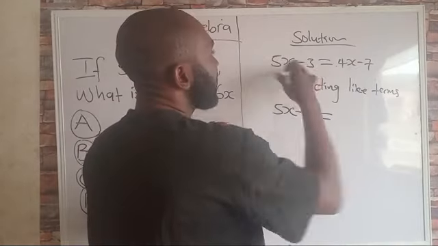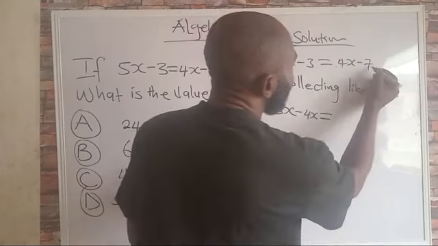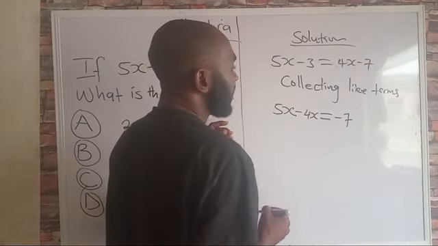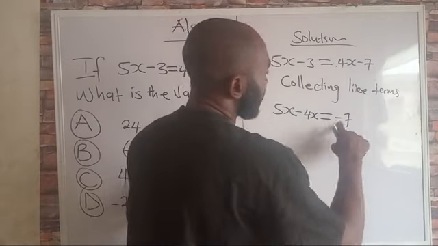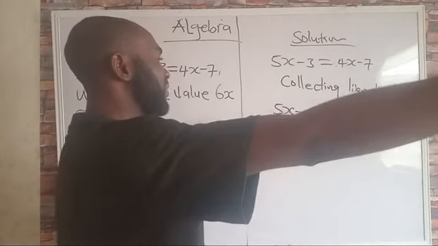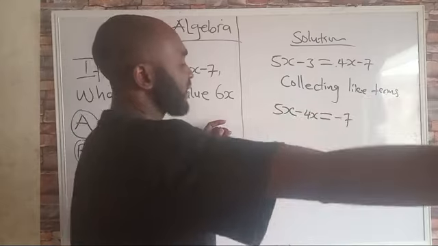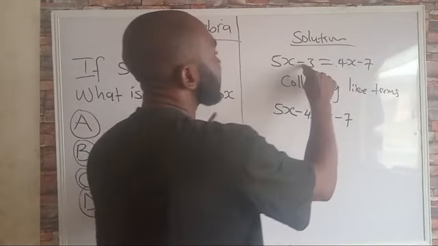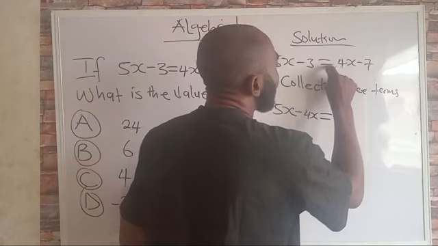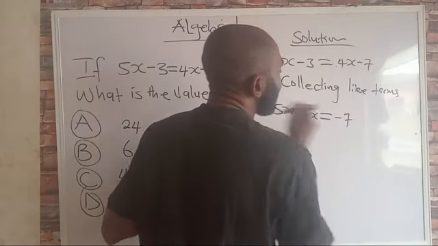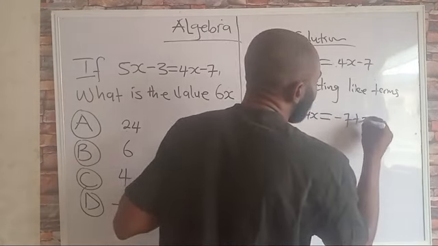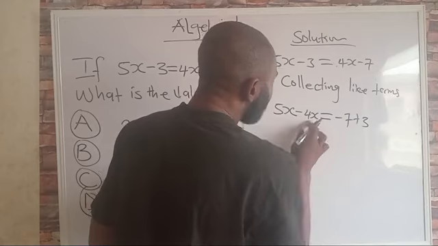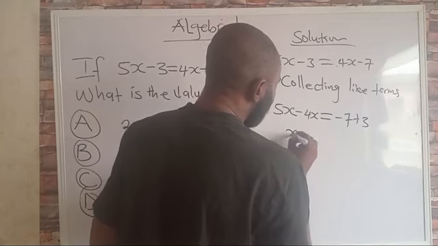I will take 3 to the left hand side, but before that I will now write 7. Okay, I'll write minus 7 because that is what the 7 was on the right hand side before. So I will now move this minus 3, but since it has a minus sign, crossing this equal sign, it changes to plus 3. Okay, so with this I will now have 5x minus 4x.